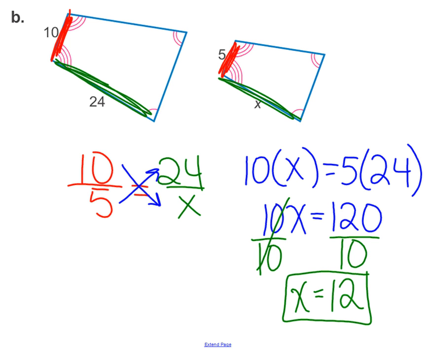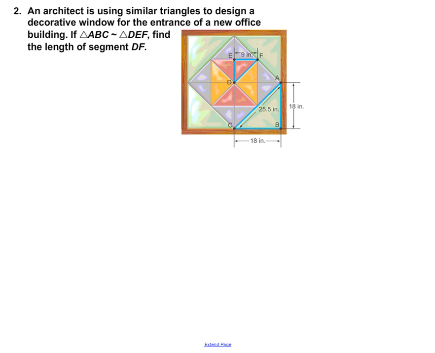All right, now that we've gotten through the shapes, I want to start going into word problems, and I want to start going into real life models. So an architect is using similar triangles to design a decorative window for the entrance of a new office building. If ABC corresponds to DEF, find the line segment of DF.